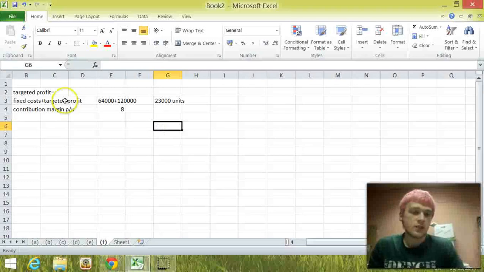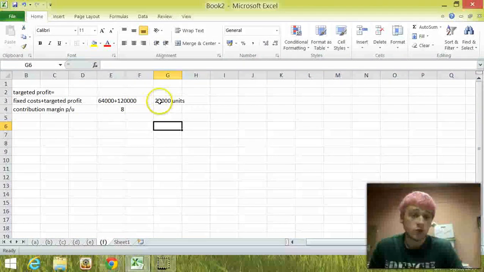So what this basically means is that if the company wanted to make €120,000 in profit, we would have to produce 23,000 units.